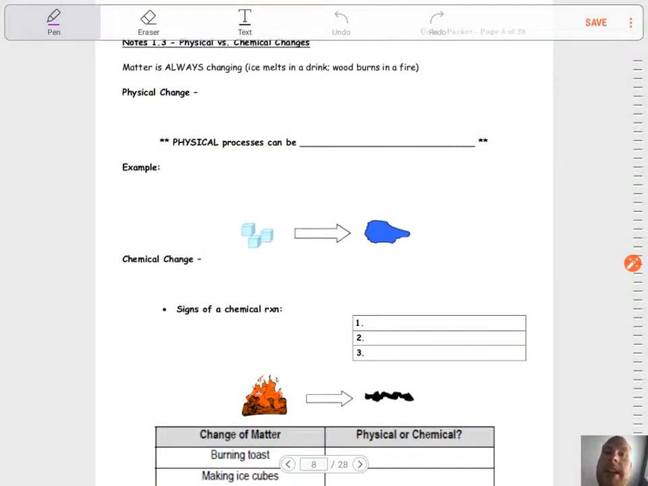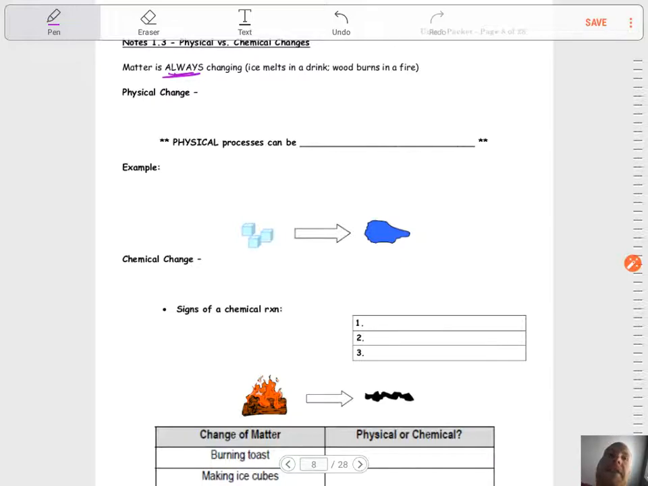We're going to continue along the line of changes in physical and chemical properties of matter. We're going to talk about the changes now, okay? One very important thing to know is that matter is always changing. Ice melts in a drink, wood burns in a fire. So it's changing from one phase or substance to another. That's the difference we need to understand before we can build off of it and get into deeper stuff throughout the year: a physical change versus a chemical change.